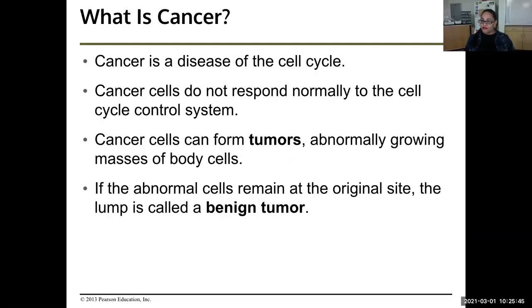Cancer is a disease of the cell cycle. Cancer cells do not respond normally to the cell cycle control system. They see a red light, they just keep going. They see a green light, sometimes they stop. Cancer cells can form tumors, abnormally growing masses of body cells. If the abnormal cells remain at the original site, the lump is called a benign tumor.